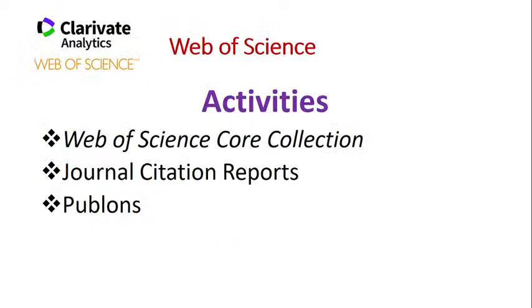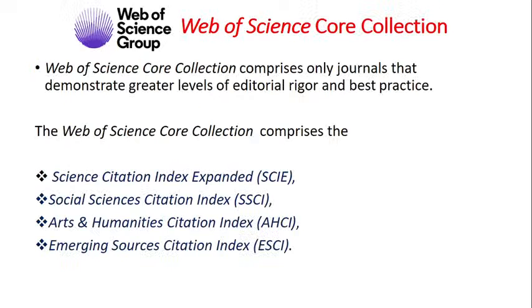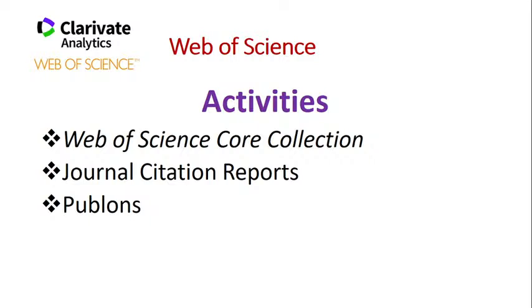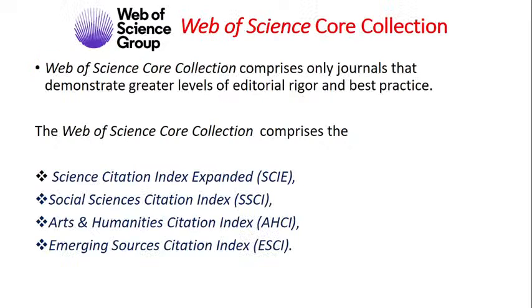First, Web of Science I start. What activities are they doing? Web of Science is called Clarivate Analytics. Clarivate Analytics and Web of Science combined perform some activities, right? First activity is the Web of Science Core Collection. Second one, the Journal Citation Report. Third one, Publons. These three are there. So let us go to the Web of Science Core Collection.